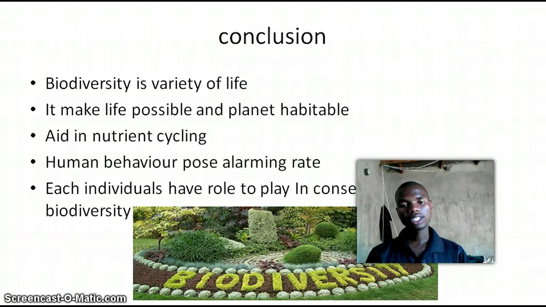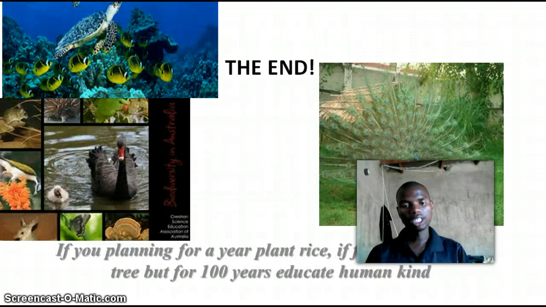And then in conclusion, biodiversity is the variety of life among the living. So all things form a part of biodiversity. Alone it can't, but together they form it. And then it makes life possible and the planet habitable. It aids in nutrient cycling, and then human behavior poses an alarming threat. And each individual has a role to play in conservation strategy.